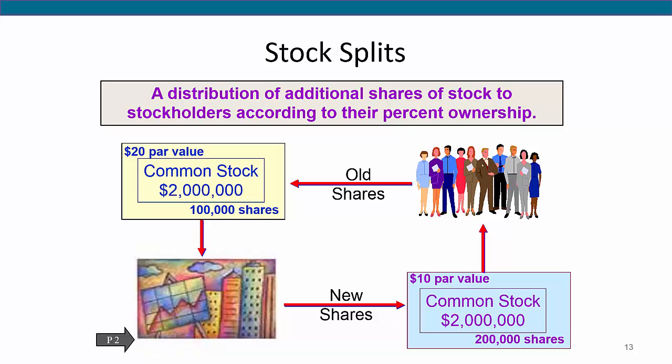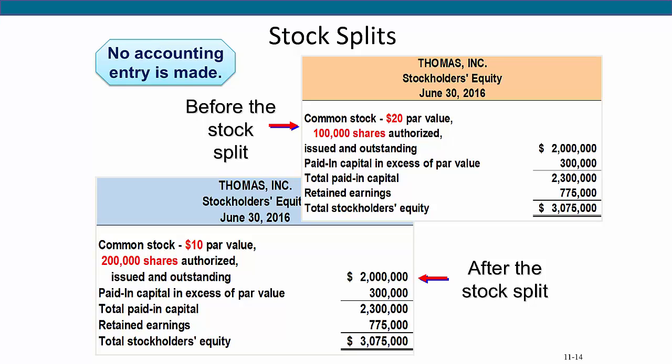To illustrate, assume Thomas Inc. had 100,000 outstanding shares of $20 par value common stock. A 2-for-1 stock split cuts the par value in half as it replaces 100,000 shares of $20 par value stock with 200,000 shares of $10 par value stock. Let's see the impact on the balance sheet. The split does not affect any equity amounts reported on the balance sheet or any individual percentage ownership.